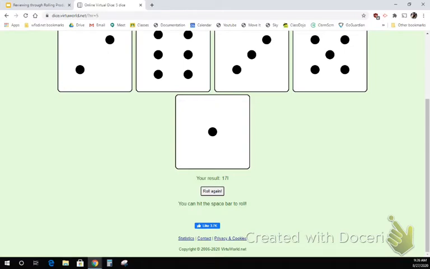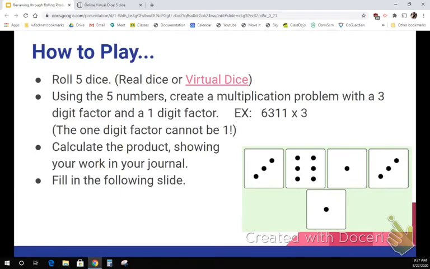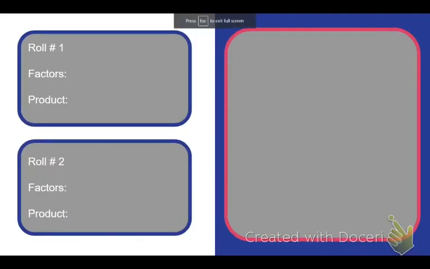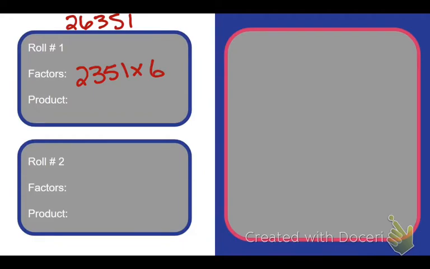Okay, so we're going to write this down. What were the dice? 2, 6, 3, 5, and 1, right? Okay, so I'm going to write that down. 2, 6, 3, 5, and 1. Oh, I should have written that in roll number 1. That's okay. So let's do 2, 3, 5, 1 times 6. And we want to find the product of that.